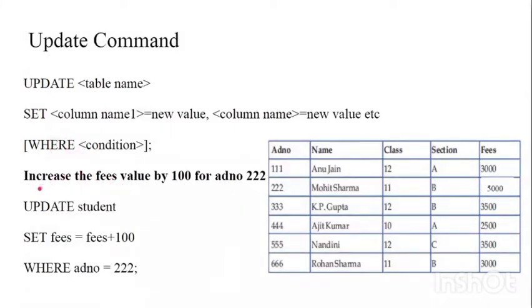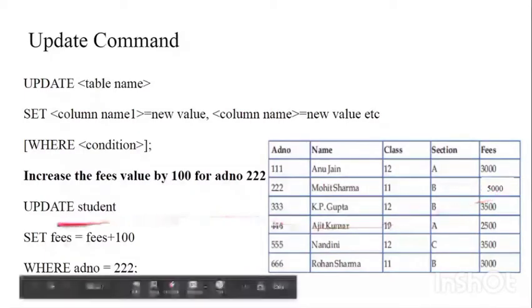So let us consider an example. Increase the fees value by 100 for admission number 222. So for this record we have to increase the fees by 100. Now it is 5000 and it has to be increased to 5100. For that we write the update command as update student set fees equal to the current fees plus 100. So fees equal to fees plus 100.